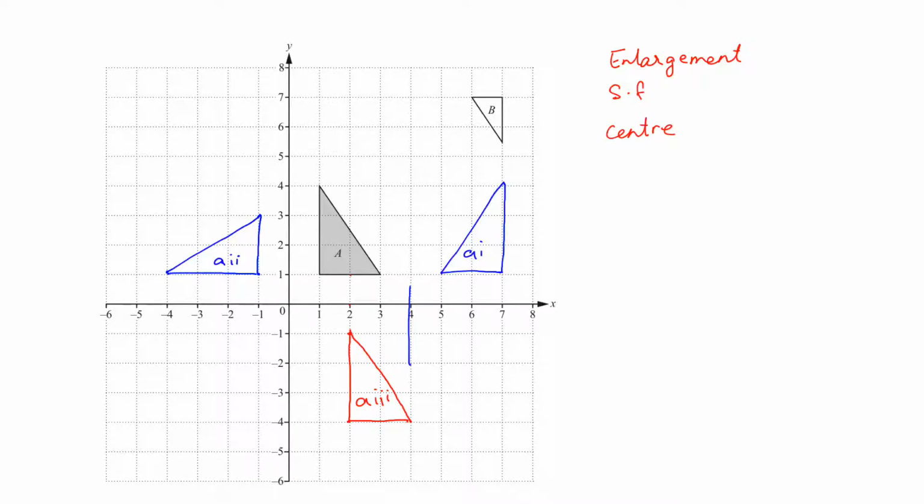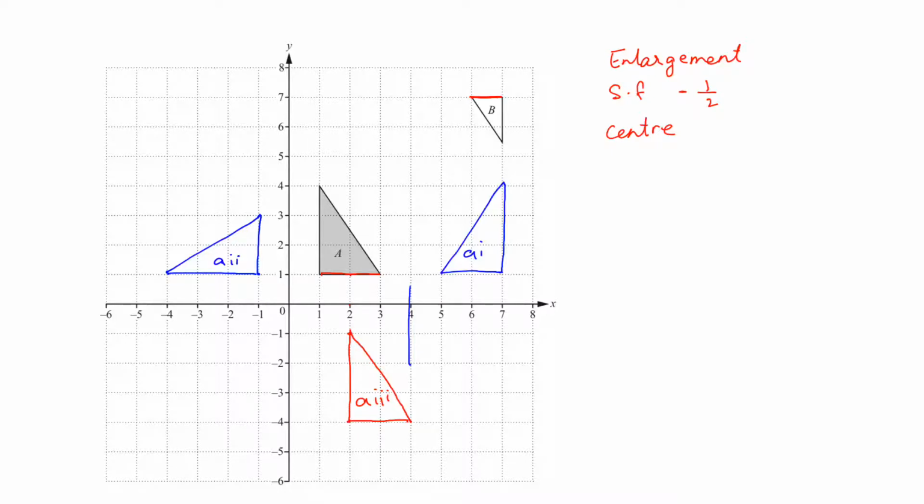To find the scale factor, we will just measure the side. This is 1 and this is 2. So the scale factor is half. But because it is the opposite side, it's going to be negative half.